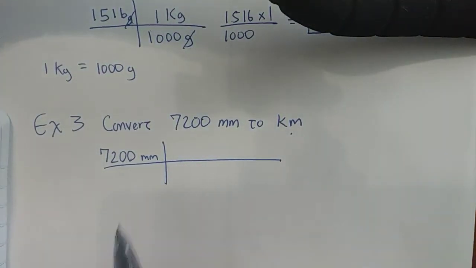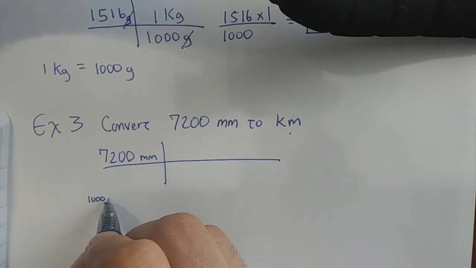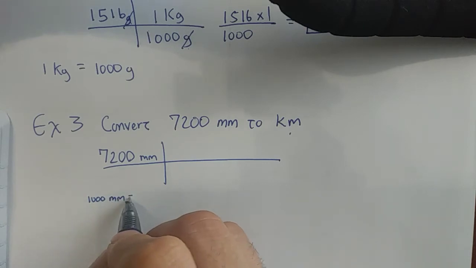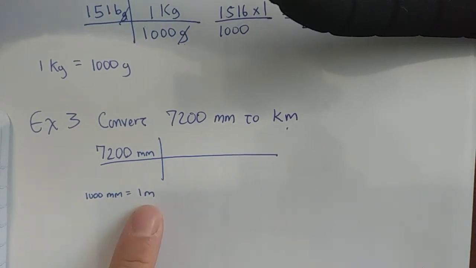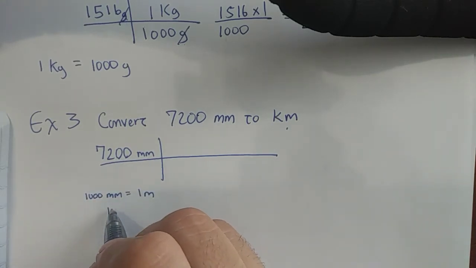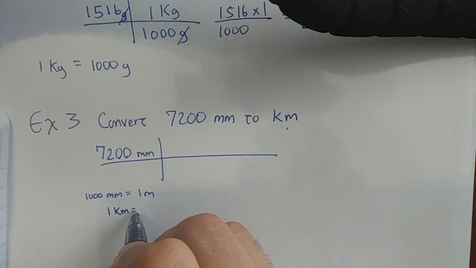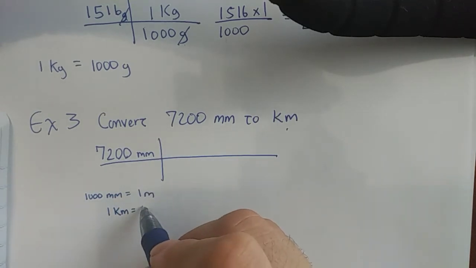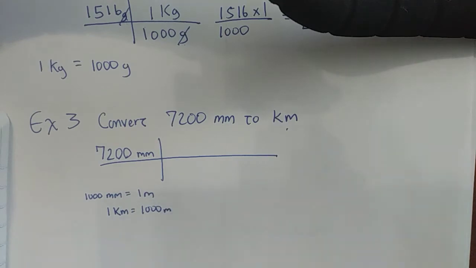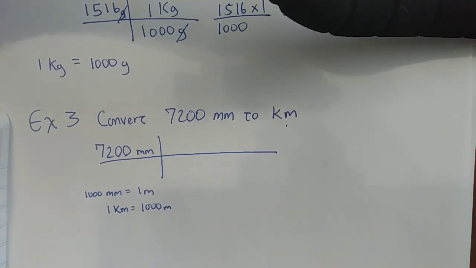All right. So we're going to use 1,000 millimeters in 1 meter. That's what I was talking about with the meter stick. In 1 meter stick, there's 1,000 millimeters. And then we're also going to use in 1 kilometer, there is 1,000 meters. So this is what we're getting to. If you drive 1,000 yardsticks or meter sticks, then you'll have 1 kilometer. All right, so let's start.